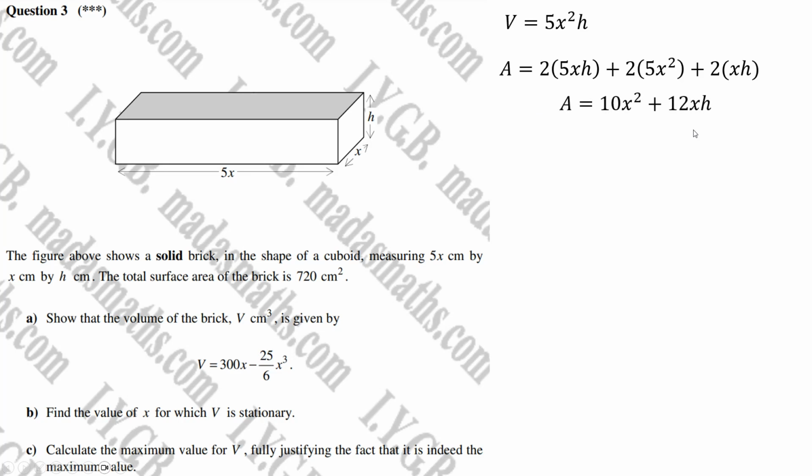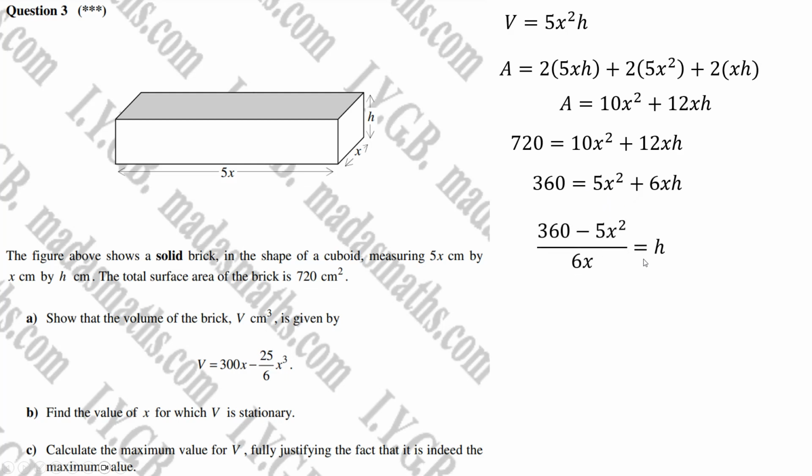That's that. Simplify this. To get this, we want the volume only in terms of x's. We're told that the surface area is 720, so replace A with 720. Rearrange for h here. Actually, we can divide everything here by 2 to get 360 equals 5x squared plus 6xh. Take away 5x squared, divide by 6x to get h as this. Plug this into here, so then we'll get V only in terms of x's, like that.